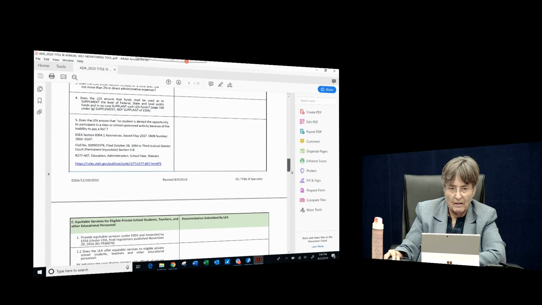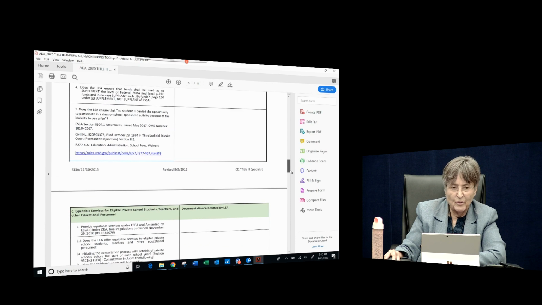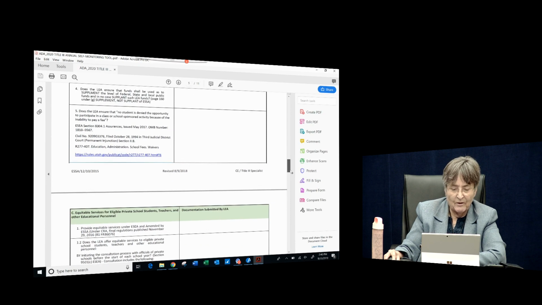This puts Utah at a high risk. The same thing with the LEA, if they're not expending their money and asking for reimbursements in a timely manner, hopefully every quarter. So this ends up being a challenge.